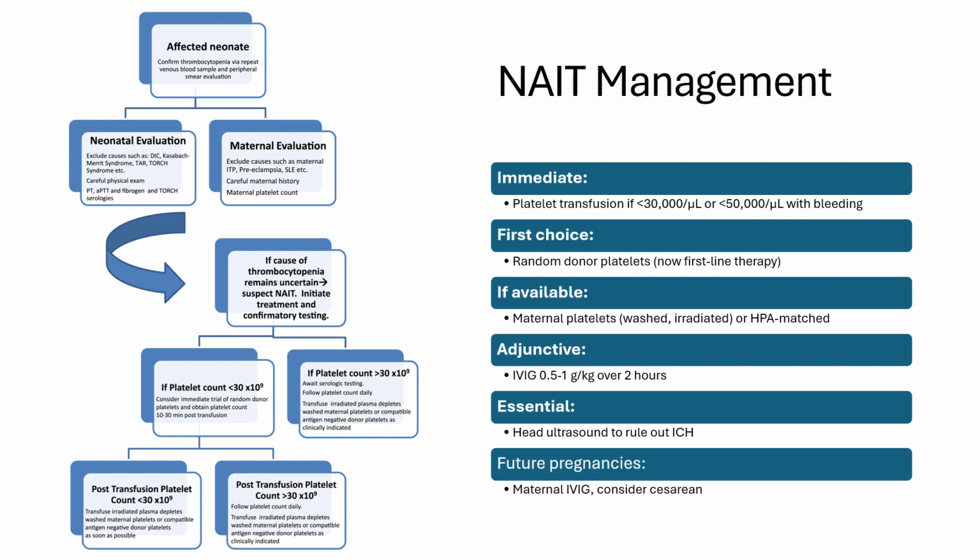Future pregnancy management involves maternal IVIG therapy beginning at 12 to 26 weeks gestation, depending on the severity of previous cases. Elective cesarean delivery may reduce trauma-related bleeding risks during delivery, though this remains controversial given that most ICH occurs in utero.